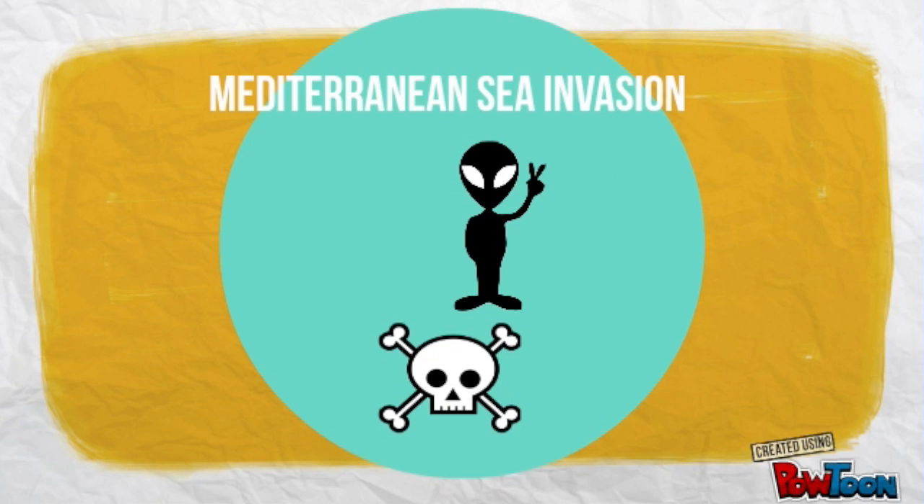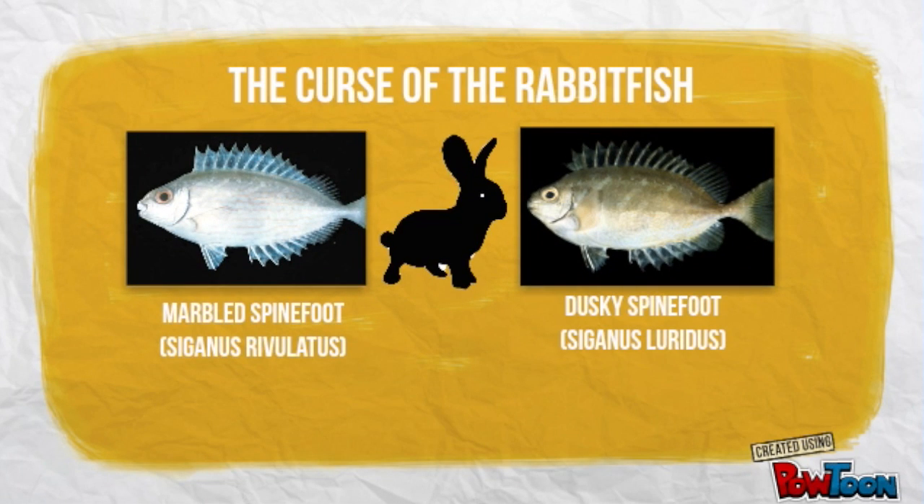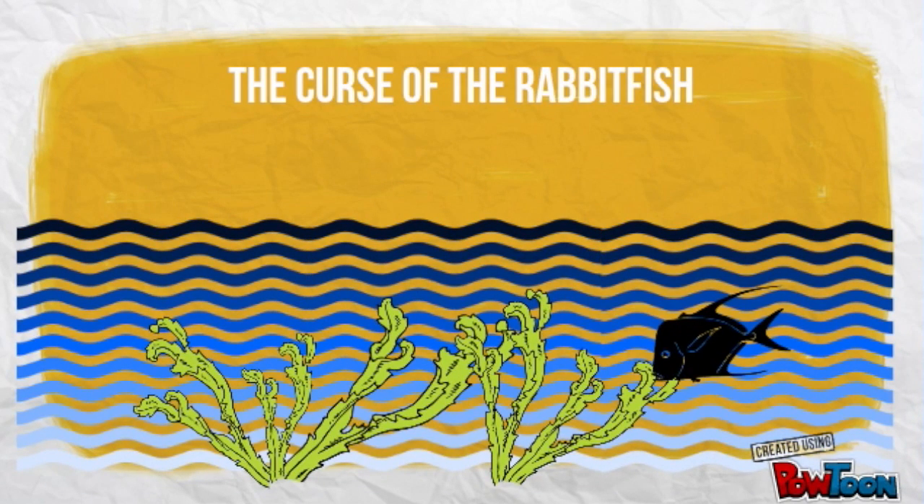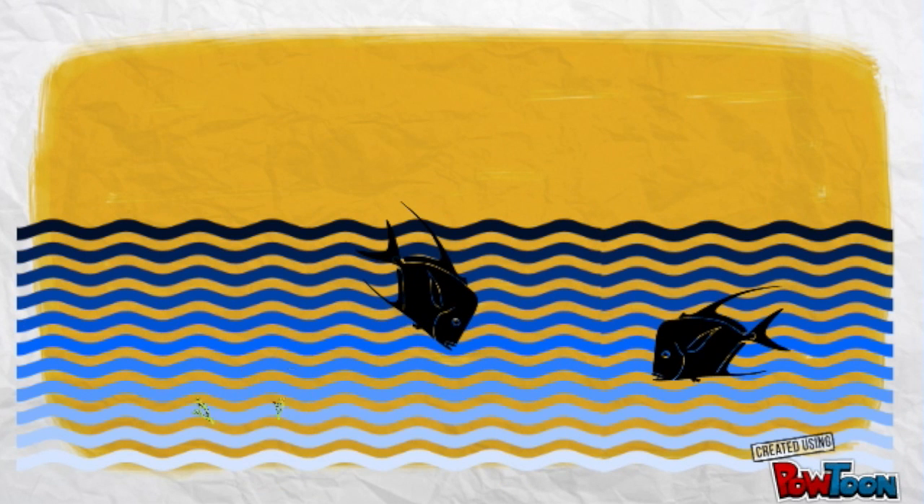The most destructive of these species are the rabbitfish. They're really just a bunch of bastards. These herbivores devour both baby and adult seaweed, and they destroy the base of most Mediterranean ecosystems, the primary producers. There is no time for seaweed recovery.